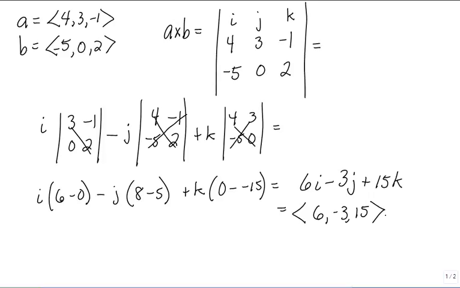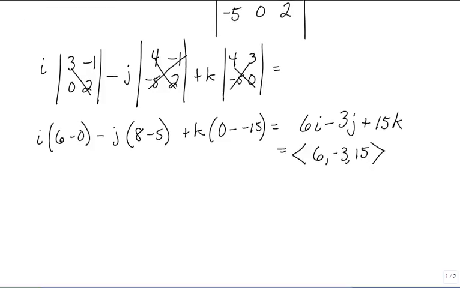Now it has a lot of properties, so I'm just going to go through them. They're easy to prove, so I'm not going to prove any of them, but they're really easy to prove just using the definition that I just gave you. First one is that if you cross a vector with itself, it's 0.